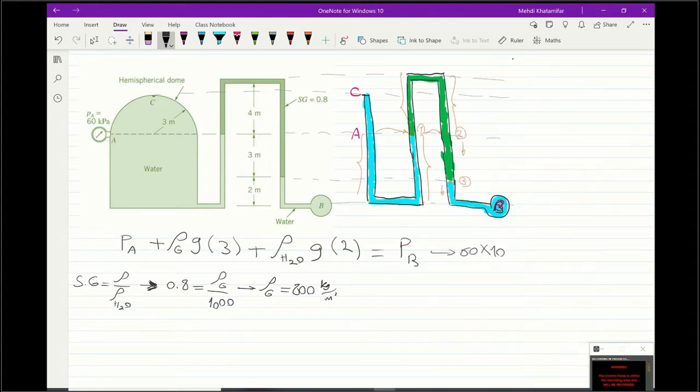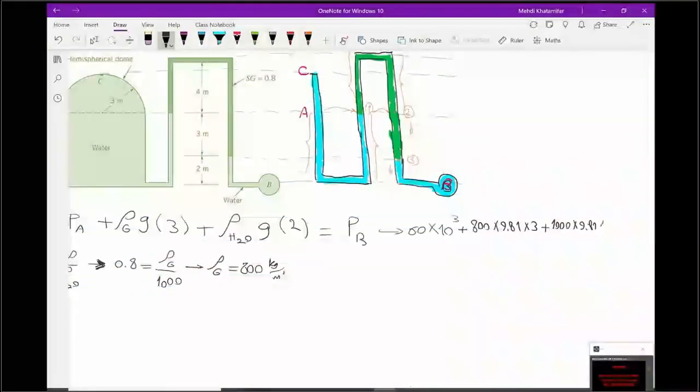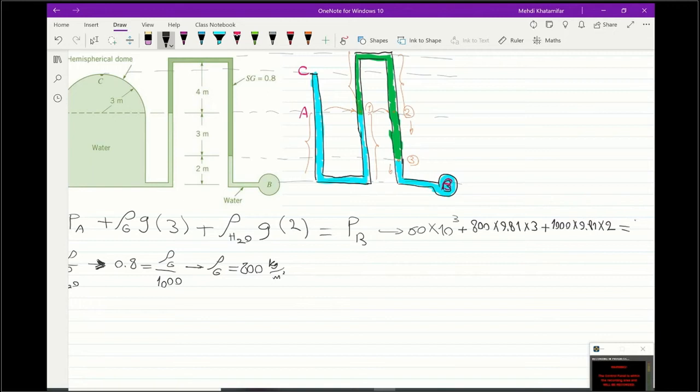60 times 10 power 3 plus 800 times 9.81 times 3 plus 1000 times 9.81 times 2 must be the pressure at B. The pressure at B is going to be 103, if I don't make a mistake, kilopascal.